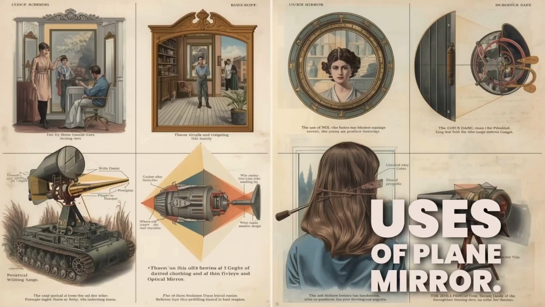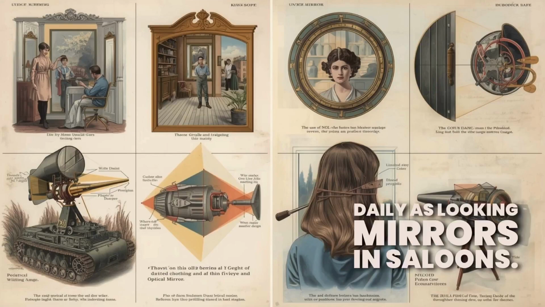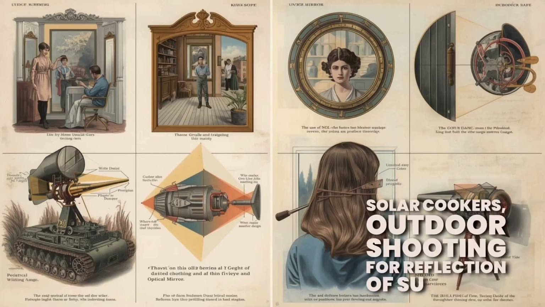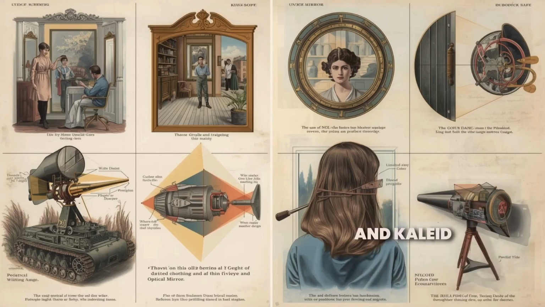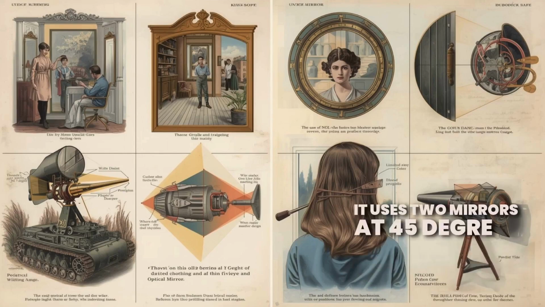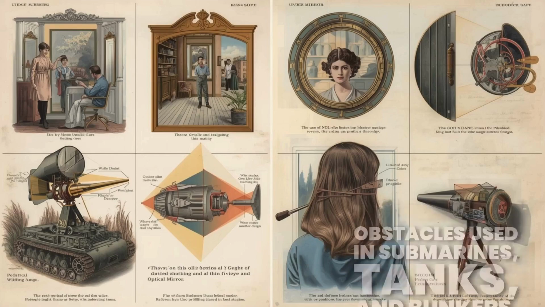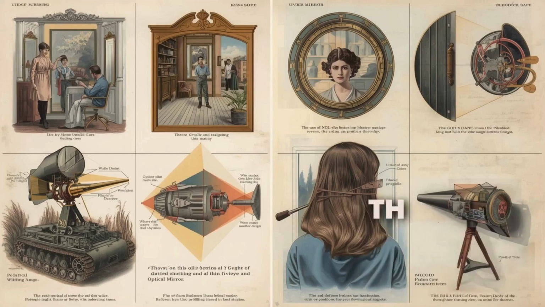Uses of plane mirror. Plane mirrors are used daily as looking mirrors, in saloons, decorations, solar cookers, outdoor shooting for reflection of sunlight, and in optical devices like periscopes and kaleidoscopes. Periscope. It uses two mirrors at 45 degrees to view objects over obstacles. Used in submarines, tanks, and bunkers, it helps people see without exposure, such as a hairdresser showing the back of the head.